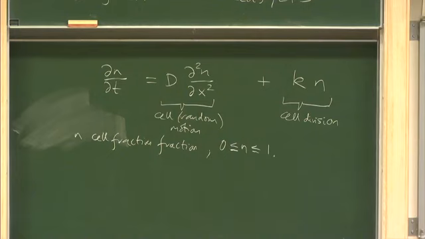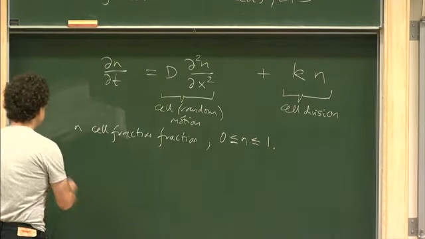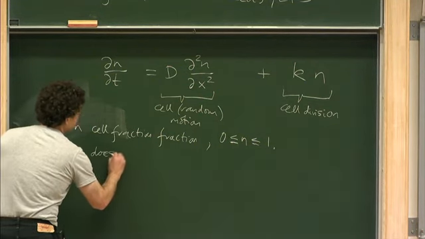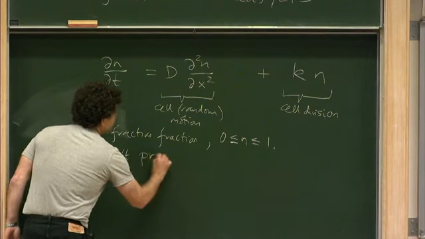Okay, so there are at least two difficulties for this equation in terms of the things I want to say. And the first is this doesn't prevent, in fact it ensures, that n goes above 1.